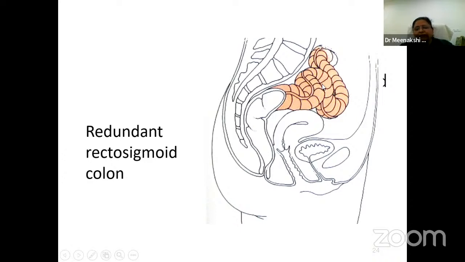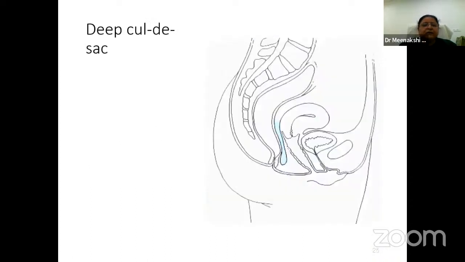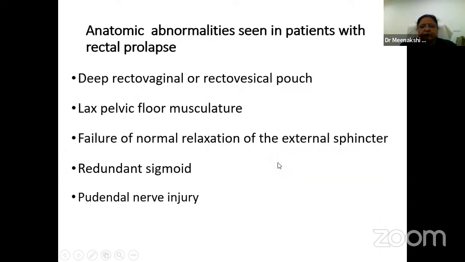Then only the recurrence can be prevented. Then deep cul-de-sac. Okay, so this cul-de-sac, if it is deep, there are chances of rectal prolapse.